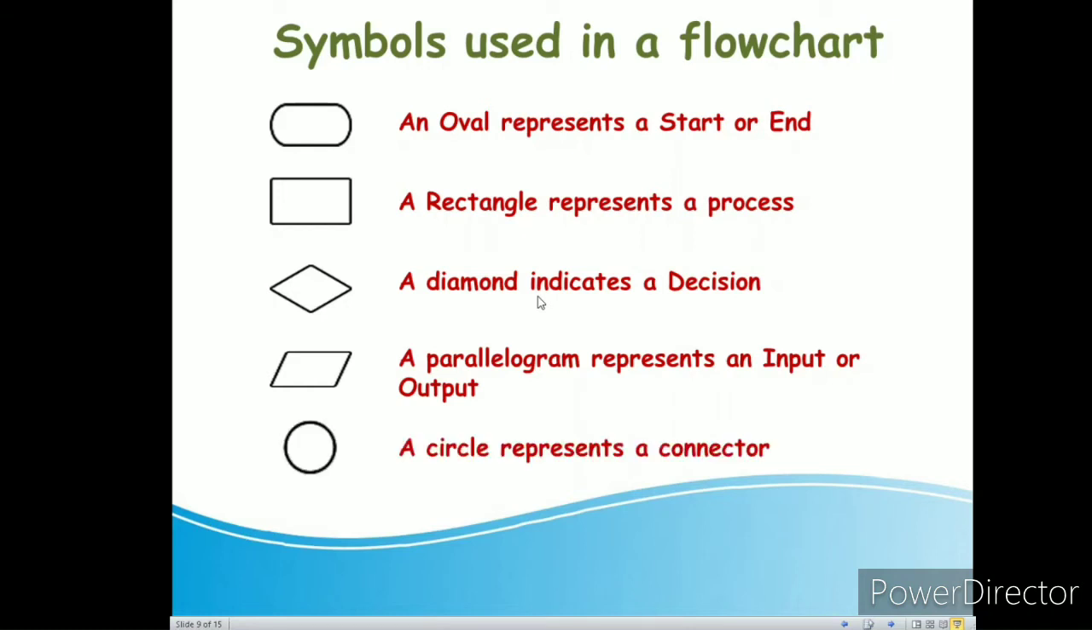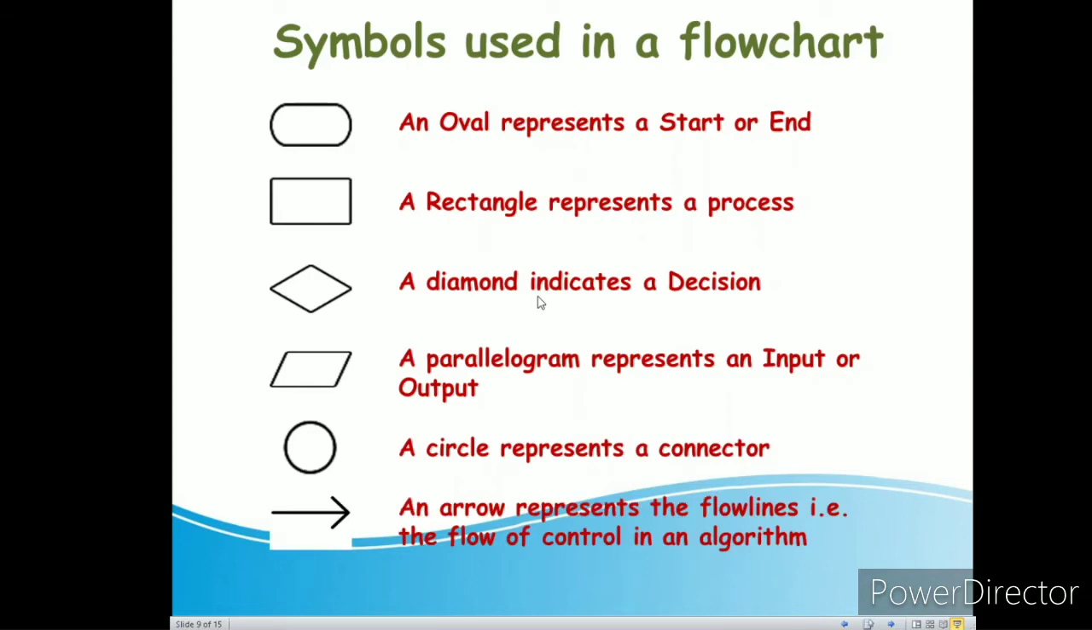Circle represents a connector. If we have a very long flowchart, then a circle can represent a connector between the two parts of the flowchart. Then an arrow represents the flow lines, that is the flow of control in an algorithm or a program.